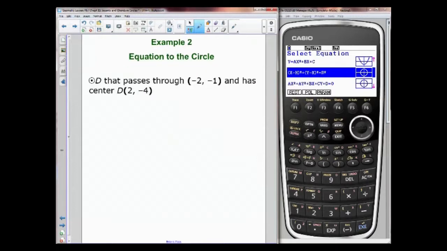Now, what we have here is a circle with a center of (2, -4) that goes to (-2, -1). Now, I couldn't write that with beans, but here's my center. We need the radius. What is the radius? That's just the distance formula. How far is my radius?